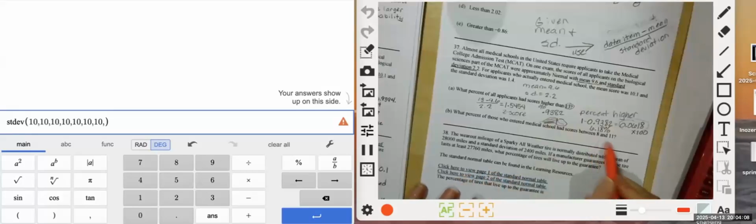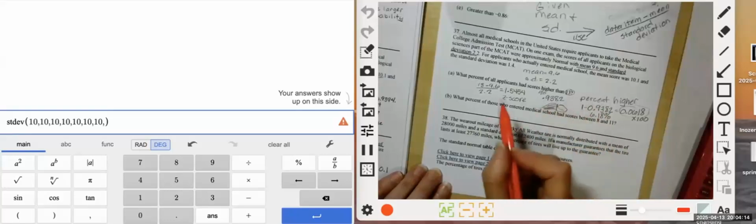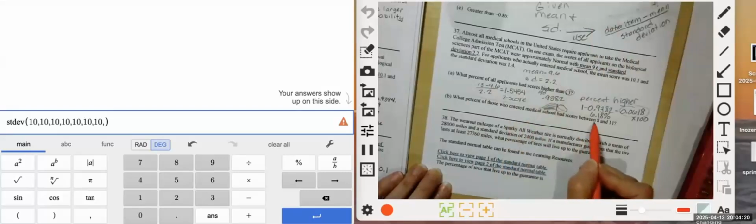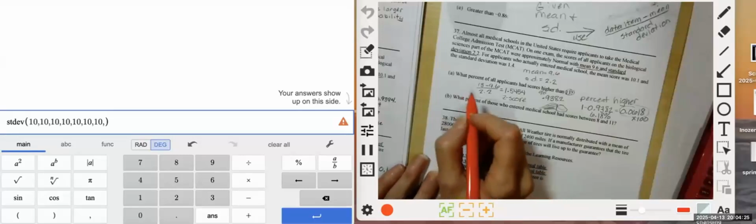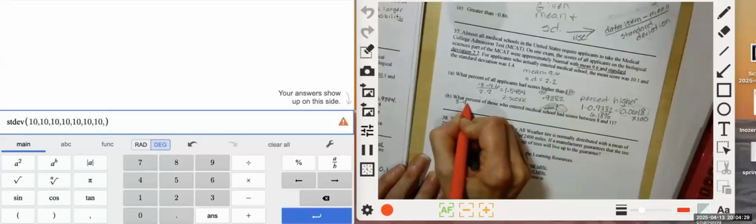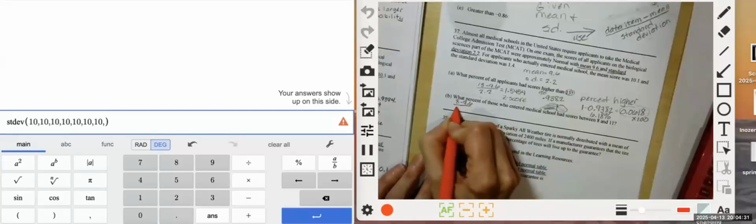All right, so now for the between, I didn't even leave enough room here for this. For the between, I have to do this formula for 8, and then I have to do it also for 11. So I'm going to do 8 minus 9.6 divided by 2.2.